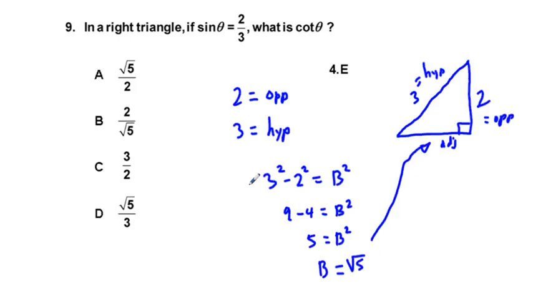And so our cotangent is adjacent over opposite. So cotangent theta equals adjacent over opposite, and that's going to be equal to square root of 5 over 2, which is answer choice A.